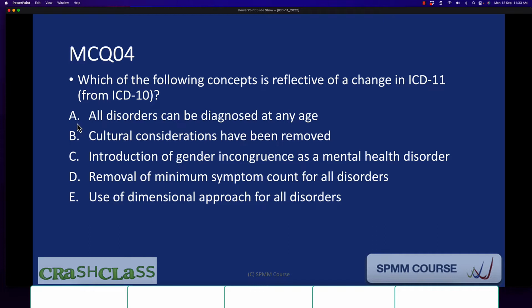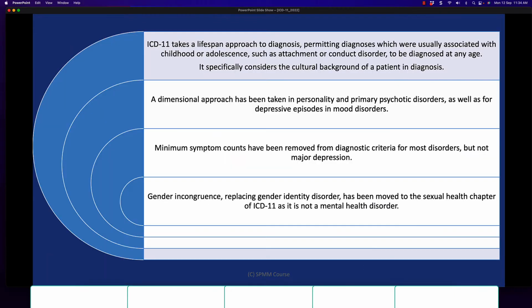A. All disorders can be diagnosed at any age. B. Cultural considerations have been removed. C. Introduction of gender incongruence as a mental health disorder. D. Removal of minimum symptom count for all disorders. E. Use of dimensional approach for all disorders. ICD-11 takes a lifespan approach to diagnosis, permitting diagnoses which were usually associated with childhood or adolescence, such as attachment or conduct disorder, to be diagnosed at any age.